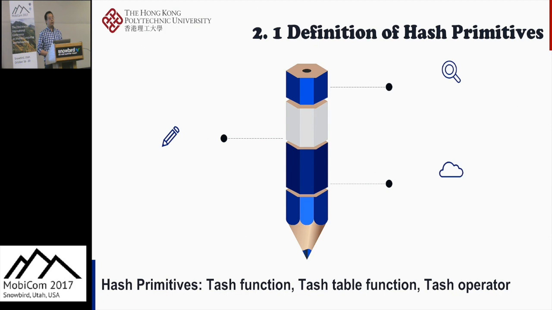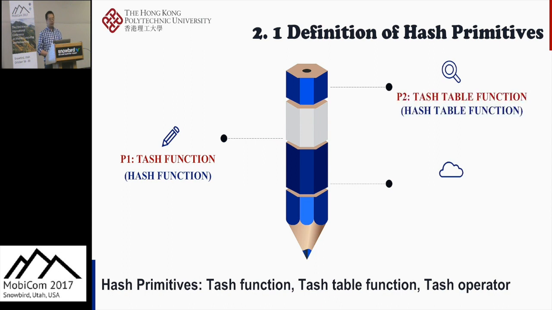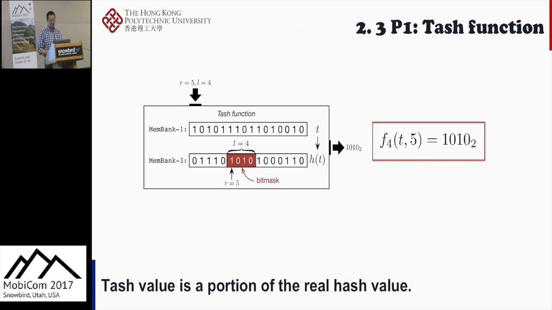In the paper, we proposed 3 hash primitives. The first is the hash function. We call it a hash function in order to distinguish it from the real hash function. The second is the hash table function, and the third one is the hash operator. This is the design of our hash function.